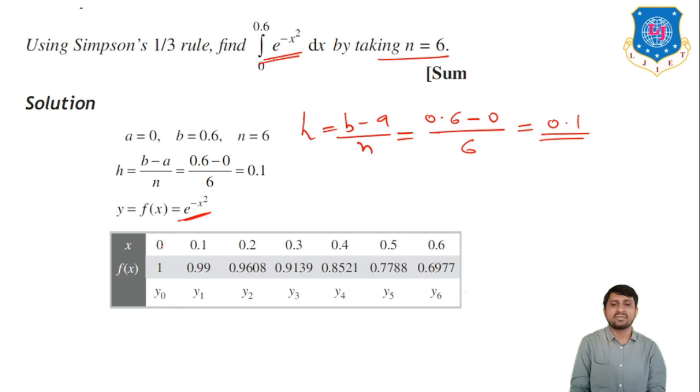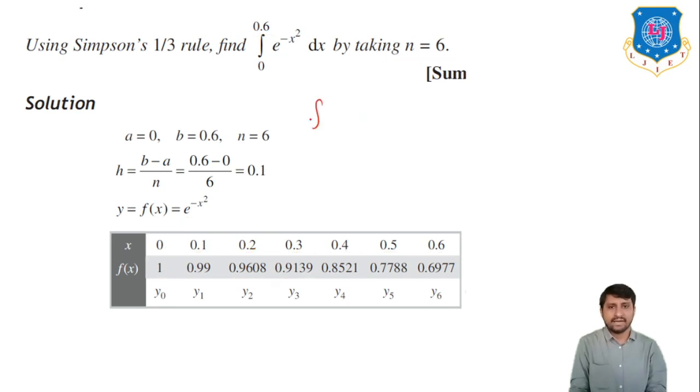The table entries of x are easy because h is equal to 0.1. Starting with 0, with difference 0.1, go up to 0.6 because the upper limit is 0.6. So 0, 0.1, 0.2, 0.3, 0.4, 0.5, and 0.6. The values of f of x are 1, 0.99, 0.9608, 0.9139 and so on. Let me show you f of 0 first: e raised to minus 0, so you will get 1.